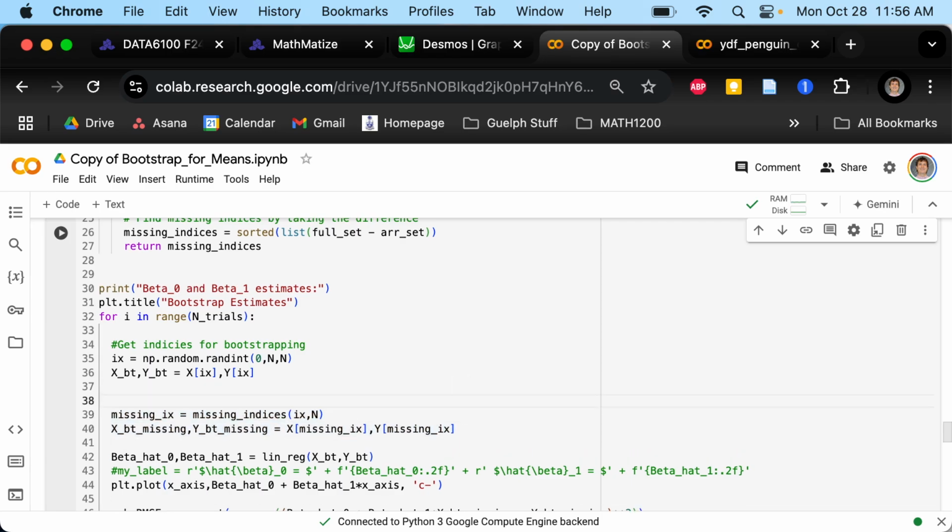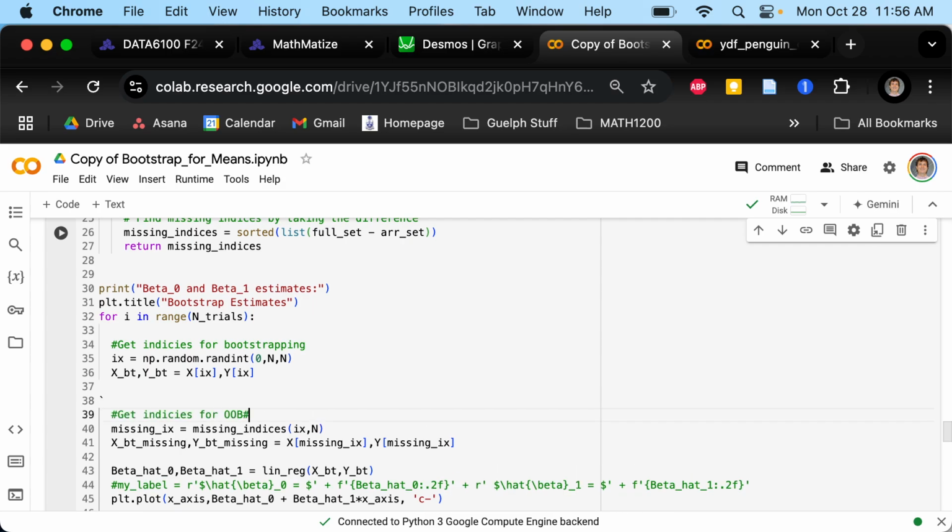Let's add a little comment here. Yeah, okay, look, the autocorrect did it for me. Get indices for the OOB error, the out-of-bag or out-of-bootstrap error.